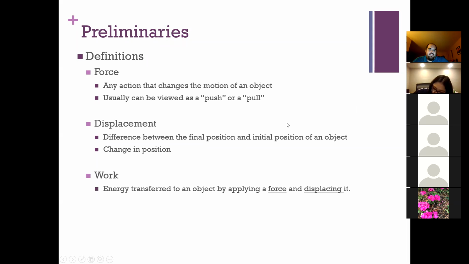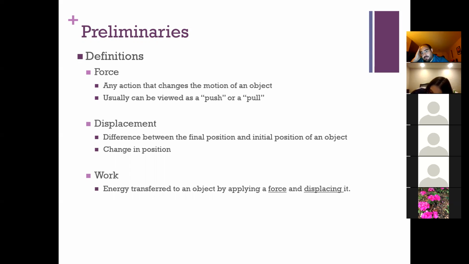So what is work? Those of you who do have some kind of background in physics will have seen this before. The physical definition of work is some energy transfer to an object by a force, by applying a force to that object and displacing it. So both of those things have to happen. There has to be an object that I'm A, applying a force to, and B, it has to move. If both of those things don't happen, then work is not being done.